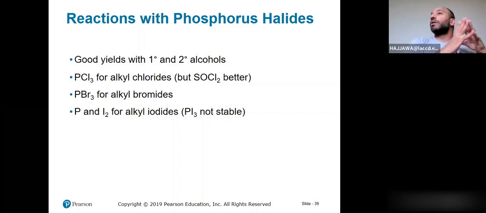Alkyl bromide, if it's a tertiary alcohol, then I use HBr. If it's a secondary or primary alcohol, I use phosphorus tribromide. It's very important that we put these down to propose them when I need to do a synthesis question. Alkyl iodide, if it's a tertiary alcohol, I will use HI. If it's a primary or secondary alcohol, I will use phosphorus and iodine. That will be the source of PI3 to get me the alkyl iodide from secondary or primary.